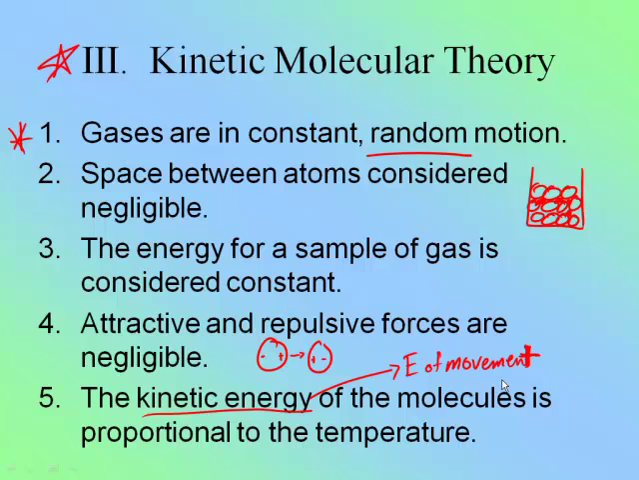Now, these are the 5 things that are related to kinetic molecular theory. If a gas behaves according to all 5 things, then it will be ideal. Okay? So if all 5 of these things are true, then the gas is going to be considered an ideal gas. So if the gas is in constant random motion, yes. Space between molecules is negligible, energy of the sample is constant, temperature relates to the kinetic energy, and attractive and repulsive forces are negligible, then you know that this is going to be a perfectly ideal gas.